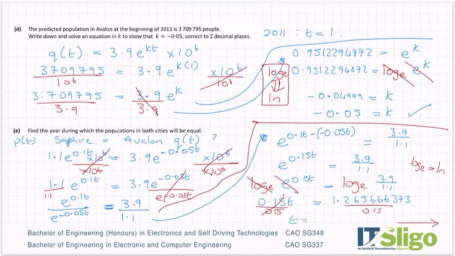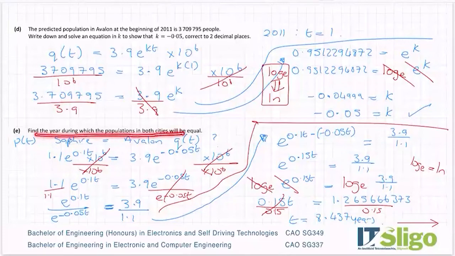Okay, and then divide across by 0.15 to solve for t. So t equals, so I'm leaving that answer in my calculator and I'm just putting in divided by 0.15. And I got 8.437, okay, years. So, going back to the question, I always go back to the question to see, is there a certain number of decimal points they want? Am I actually finished the question? Did I answer what they asked? Well, I didn't yet because it says find the year.